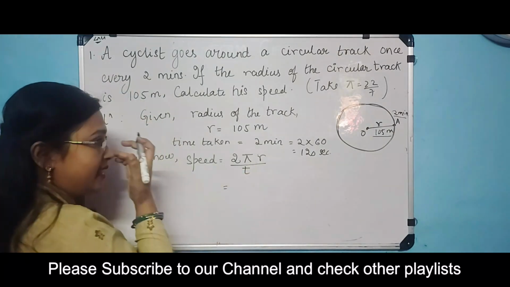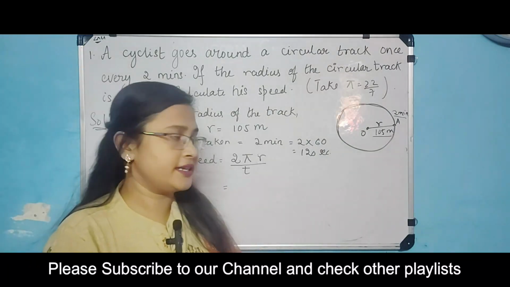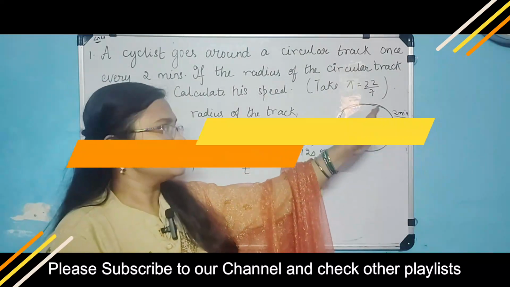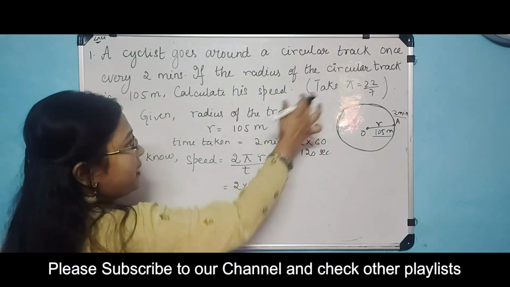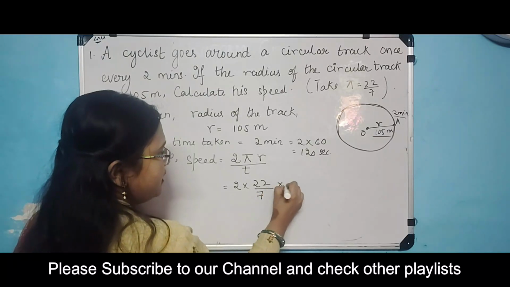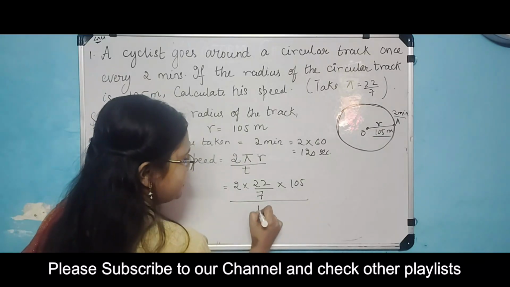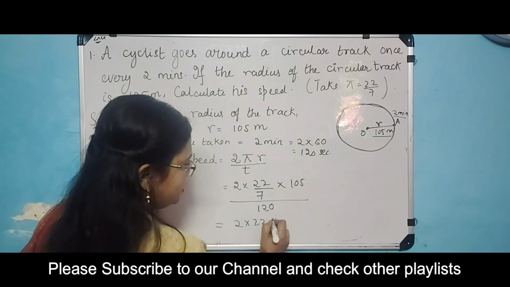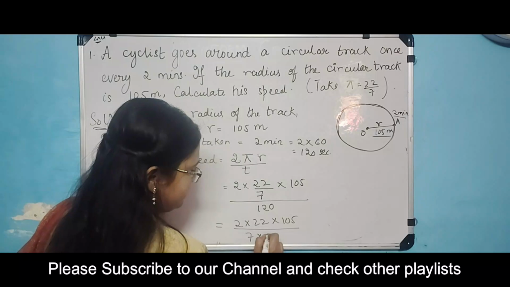Fine. In the last class we have read that in a uniform circular motion, the speed or the velocity can be calculated as the distance, that is 2 pi r, the circumference of the circle, divided by the time taken. Here it is given that pi has to be taken as 22 by 7. R is 105, no need to convert it. Time is 120. Or we can write it as 2 into 22 into 105 divided by 7 into 120.